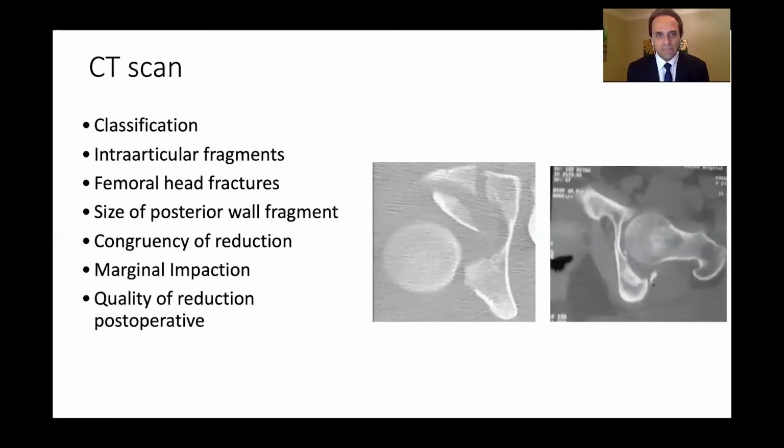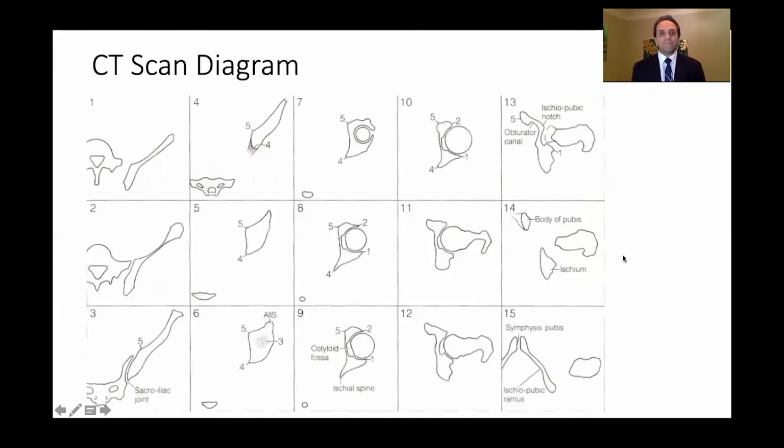Then we come to the CT, which is very important in acetabular fractures because we need to know the classification of acetabular fractures. It will show us intraarticular fragments, whether large or small like this. It will show us if there is a femoral head fracture or no, the size of the posterior wall, if it's small or if it's large, the congruency of the reduction, the marginal impaction, like the one you see here, and the quality of reduction post-operative.